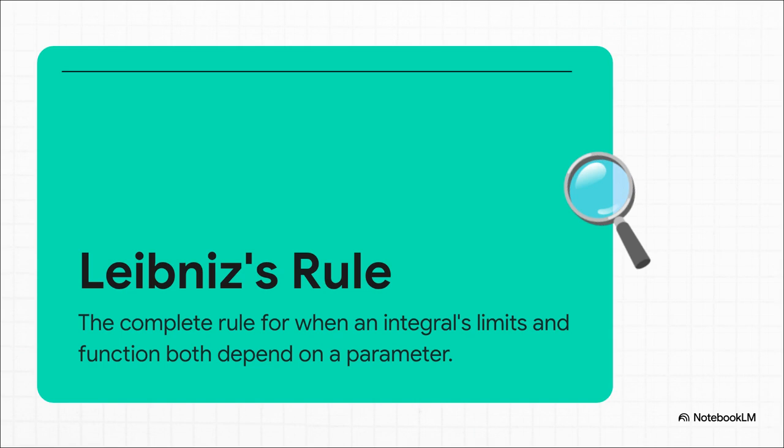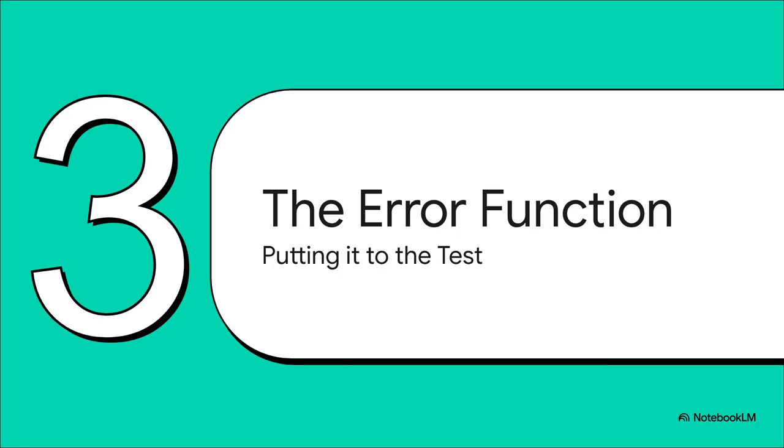This complete formula is Leibniz's rule. It combines our original trick with those two extra terms to handle the moving limits. This is the full power tool, ready for pretty much any situation you can throw at it. So we've got this awesome new tool. What's it actually good for?